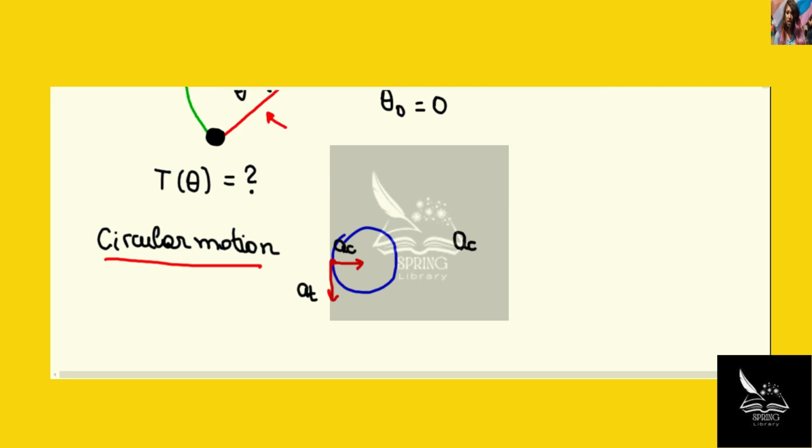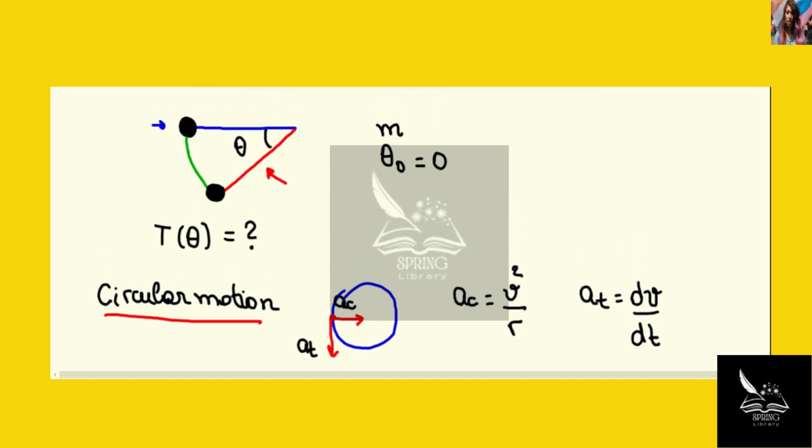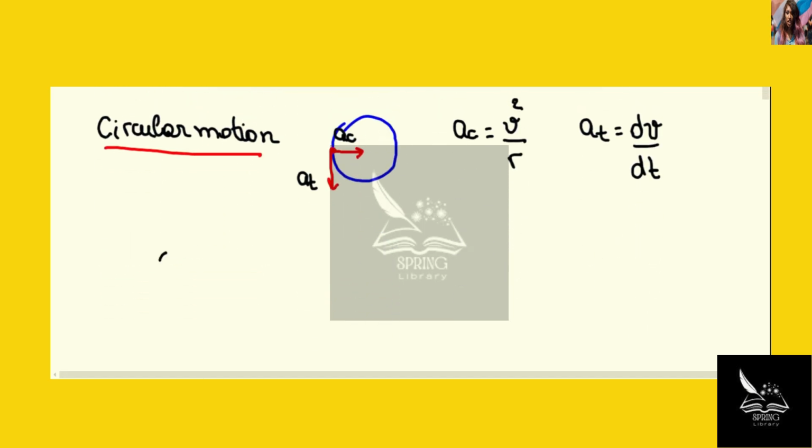The centripetal acceleration is equal to v squared divided by r, and exists even if the speed is constant, and it measures the rate of change in the direction of the velocity. The tangential acceleration, on the other hand, measures the rate of change in the speed, that is the magnitude of the velocity, and is equal to the derivative of v with respect to t. With this information, we can solve the problem.